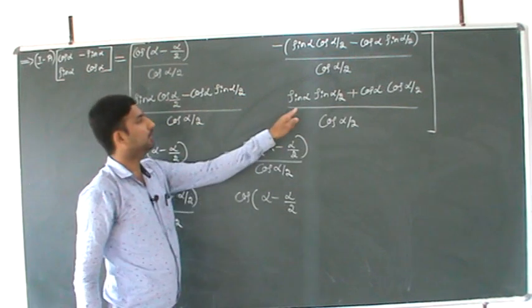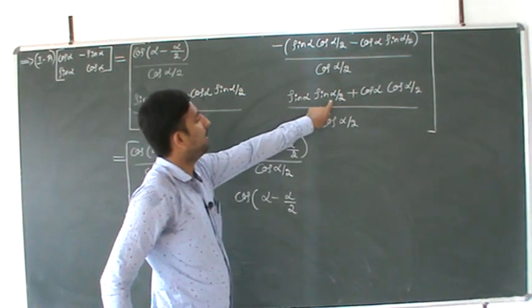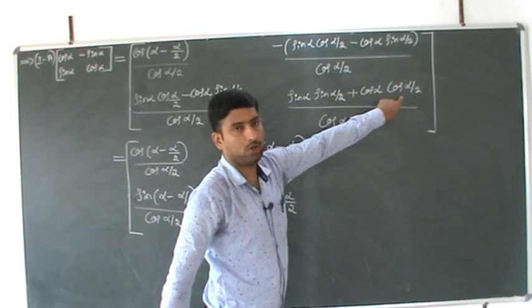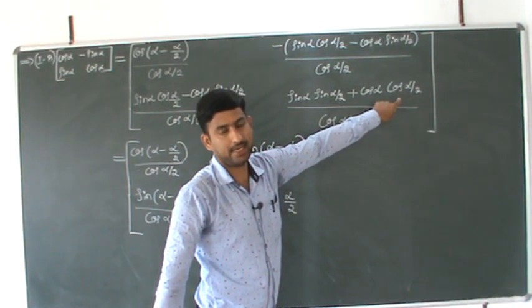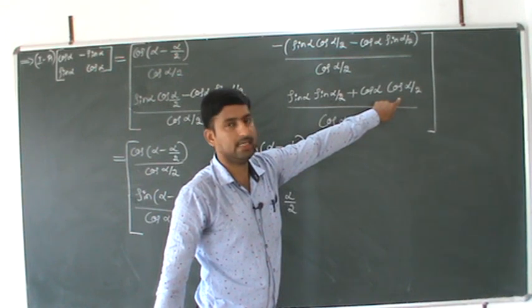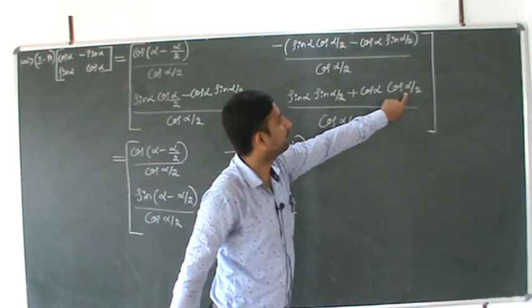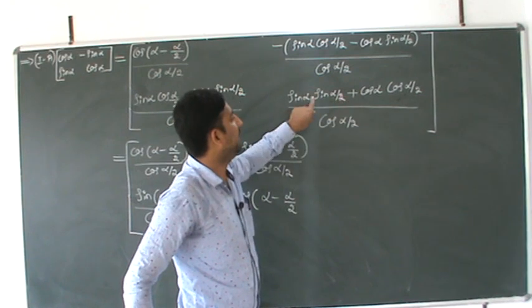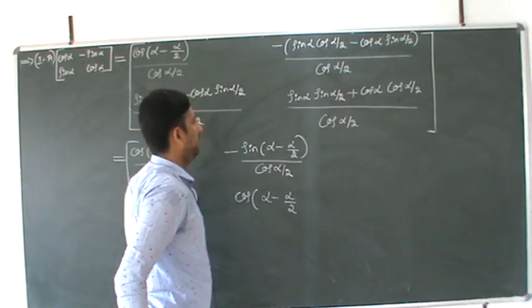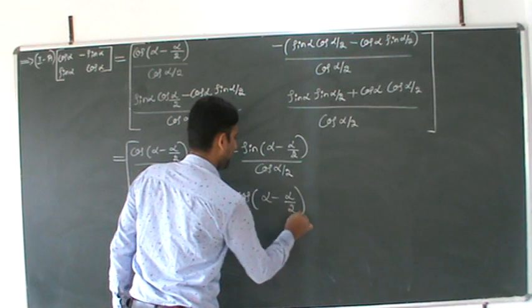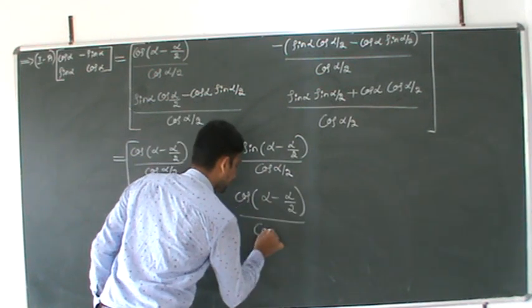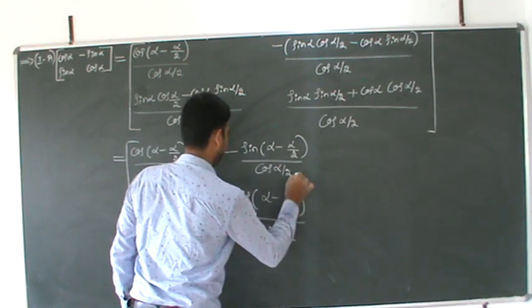Sin A sin B plus cos A cos B. We should remember the formula. Sin of A minus B is sin A cos B minus cos A sin B. Here we have cos A cos B plus sin A sin B, cos of A minus B, whole divided by cos alpha by 2.